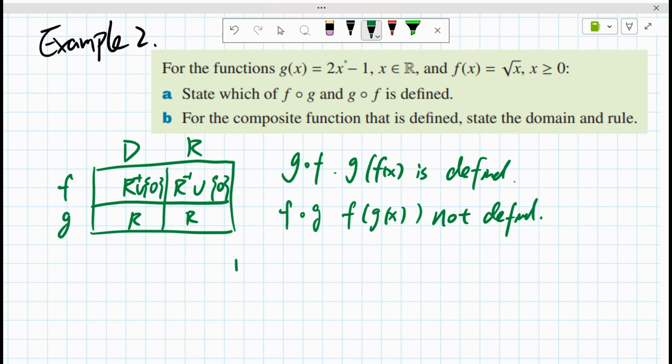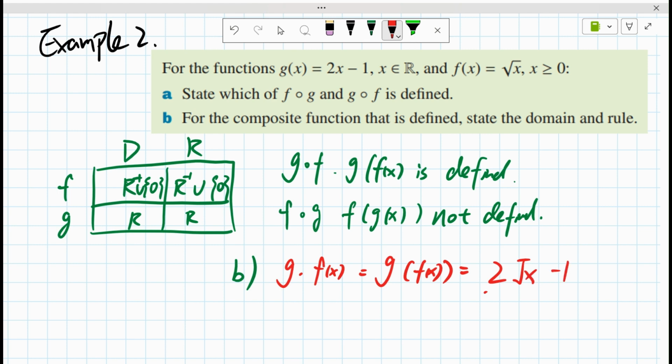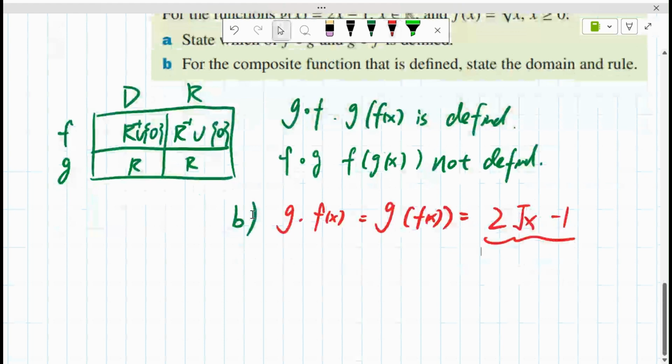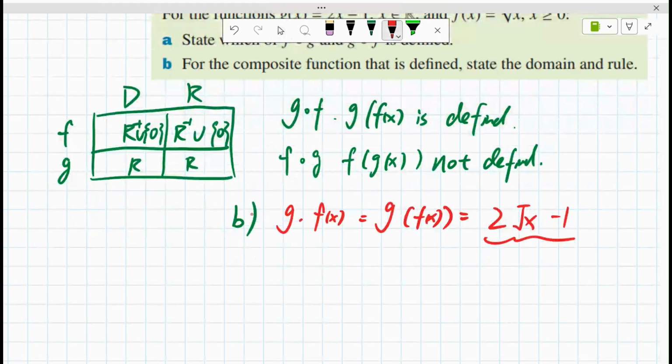So in question B, we can write g(f(x)) equals g of f(x), equals 2 square root of x minus 1. And it turns out your domain equals the positive real numbers, including 0.